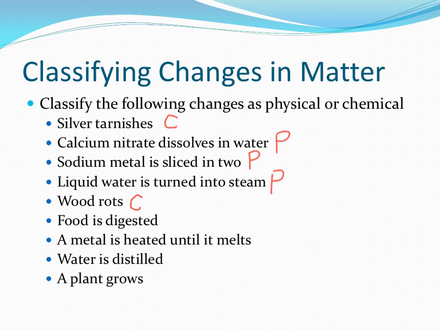Food is digested. That is a chemical change. Before I have food. After I no longer have food, I have something else. That's a chemical reaction.